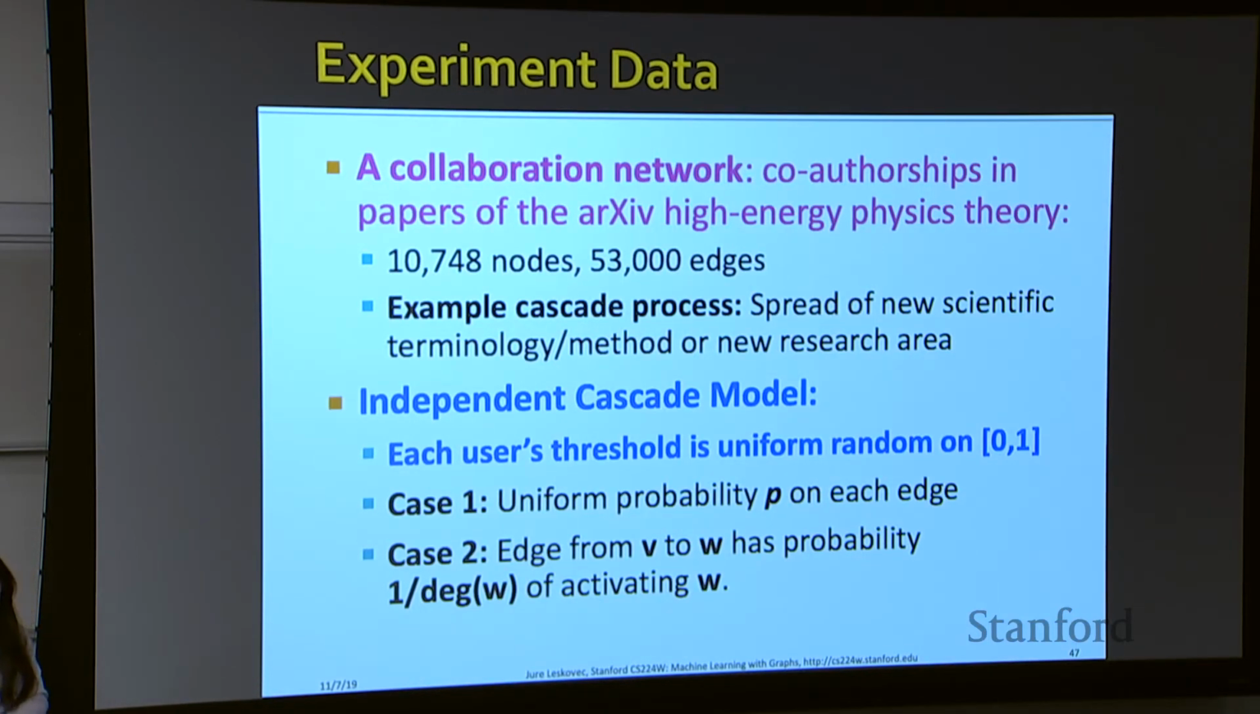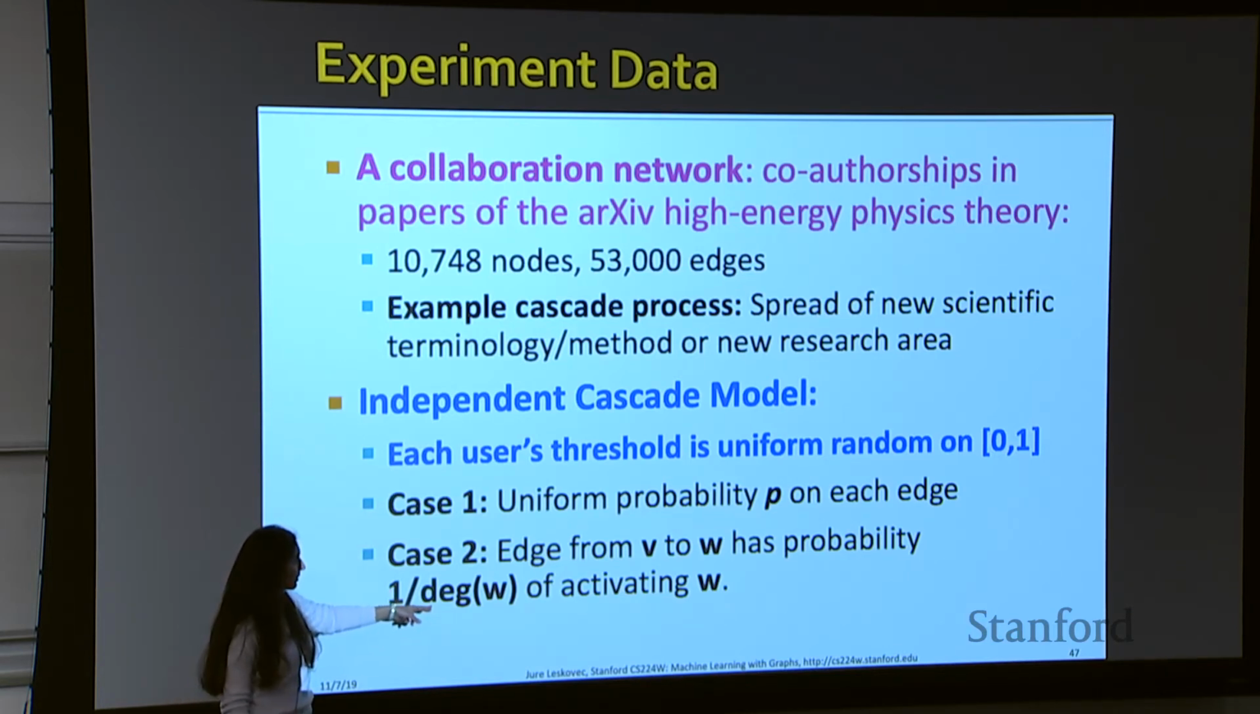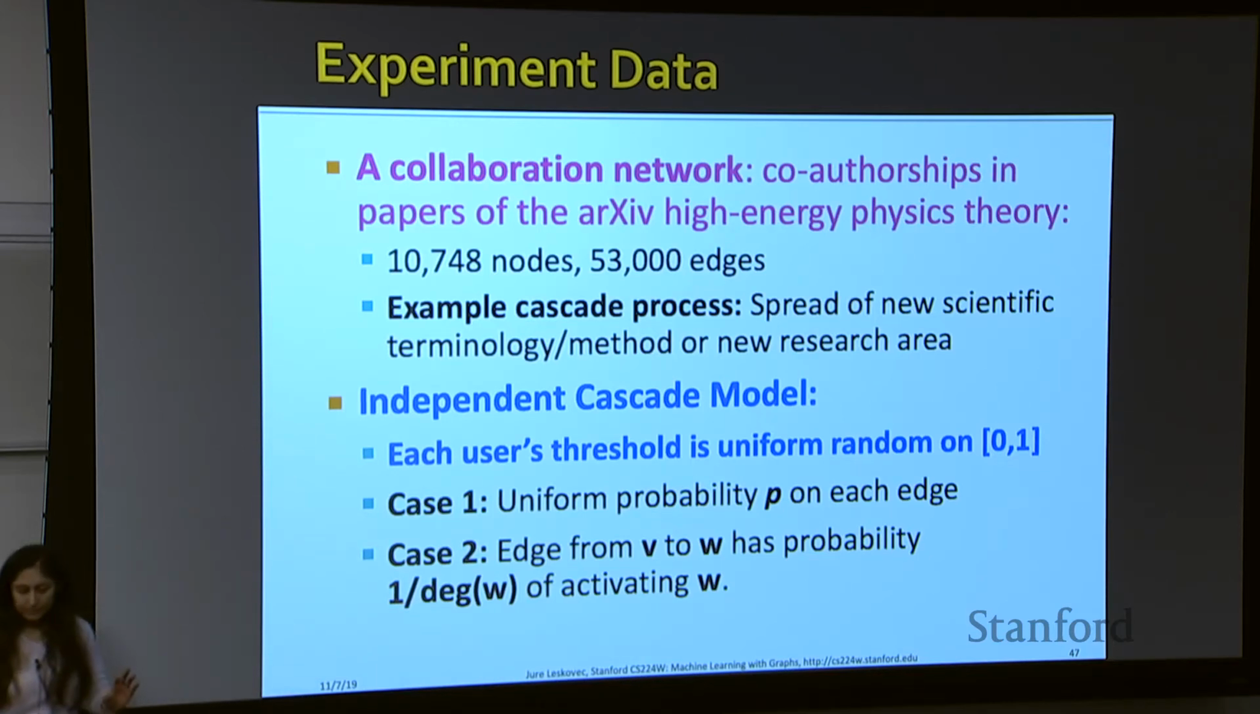I'm going to show you some experiments from the paper that proved influence maximization is submodular and did some experiments. The setup is that they took these collaboration networks, the co-authorship in papers on arXiv, and our network has over 10,000 nodes and 53,000 edges. An example of cascades would be the spread of new terminology or methods in a research area. We are going to go with the independent cascade model, and every threshold is uniform in 0, 1. We are going to have uniform probabilities on every edge, and we are going to try 1 over the degree of w as the probability for edges of w.